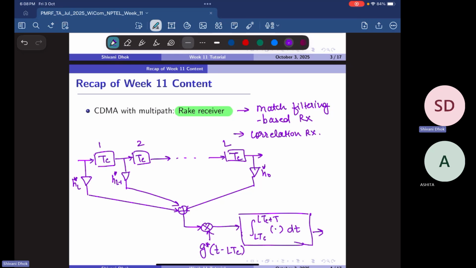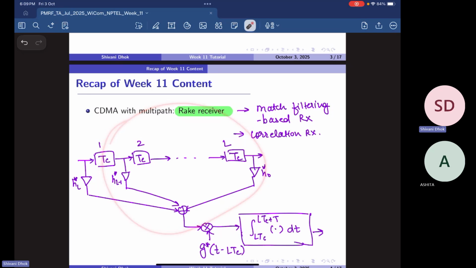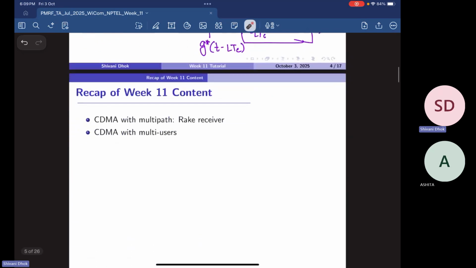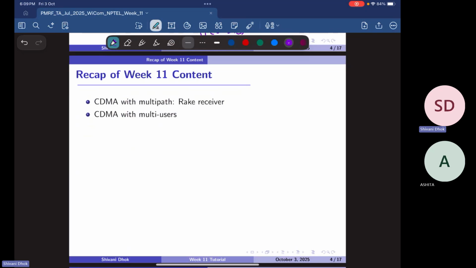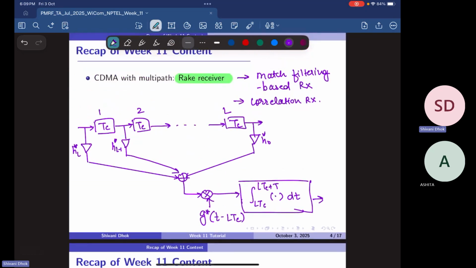This particular thing is known as the rake receiver, and the name comes from the structure that we have here. It looks like the rake that we use in gardening and all those purposes. Because of that, you get this name rake receiver. Before going ahead, this receiver gives us the decision statistics as if we are seeing something like L+1 branch diversity.